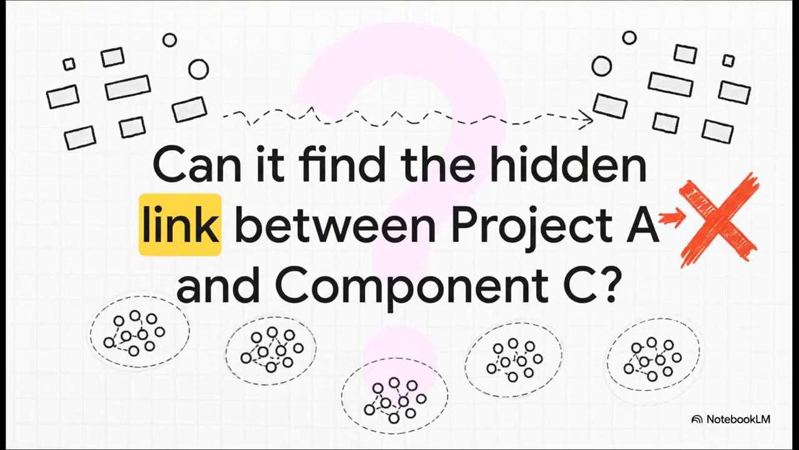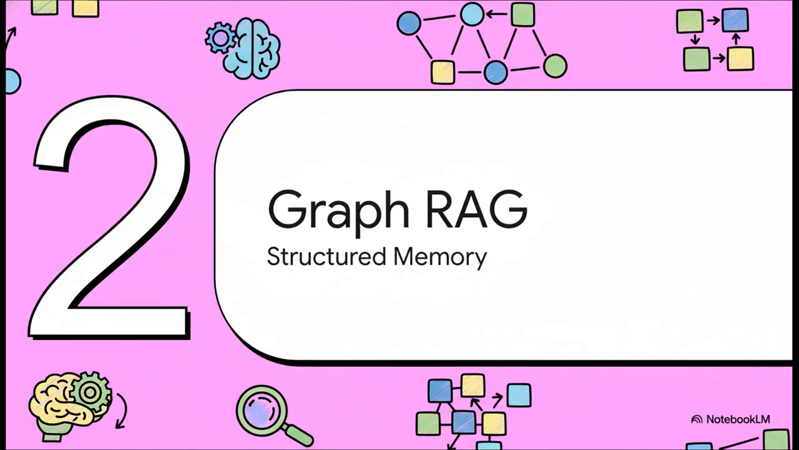So here's the million-dollar question. Can the AI make the logical leap and connect Project A all the way over to component C? And the answer, a lot of the time, is no. Because these two facts are just two separate embeddings floating in the database, a simple similarity search is probably going to miss that indirect link. This is the real weakness of a purely semantic memory. And this is exactly where our second architecture makes its grand entrance: Graph RAG. Now, RAG stands for Retrieval Augmented Generation.